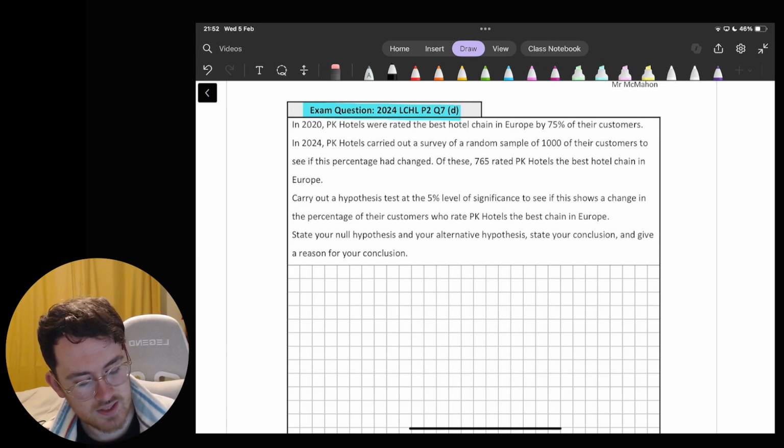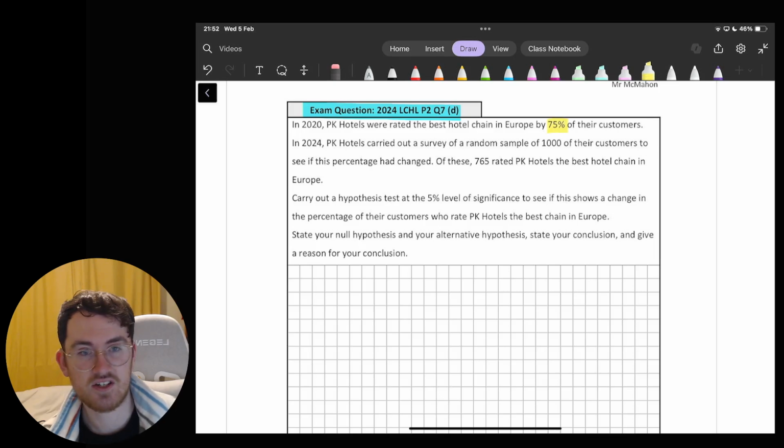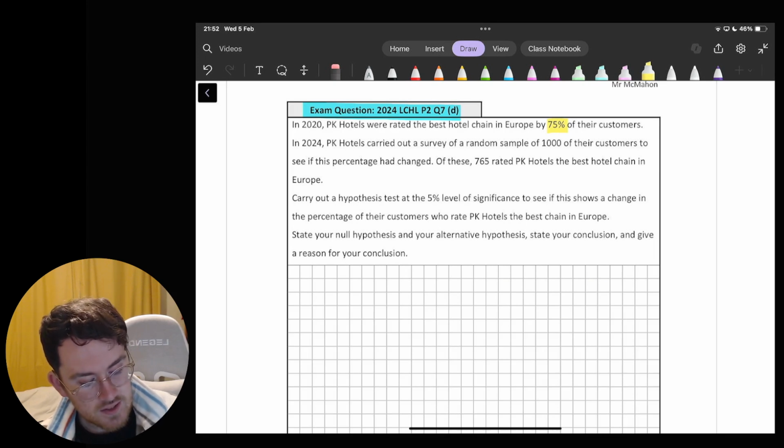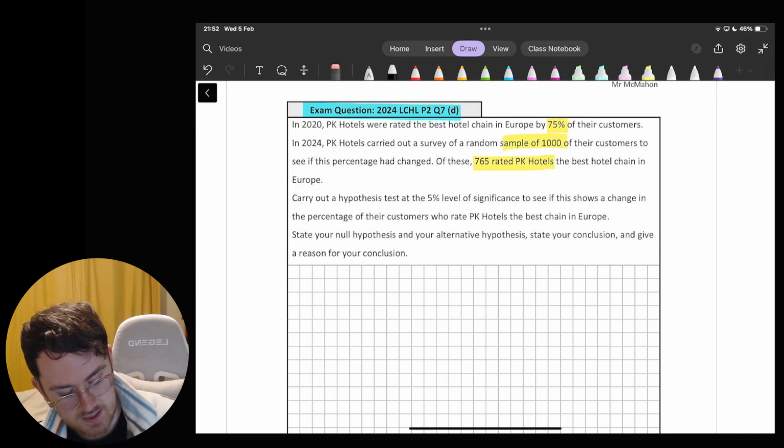Peak Hotel was rated the best hotel chain in Europe by 75%. So a reference to a percentage, that's a proportion. So straight away I'm like, it's a proportion. They carried out a survey of a sample of 1,000 customers to see if the percentage had changed. 765 rated it the best hotel chain. Carry out a hypothesis test. So let's see what we know.